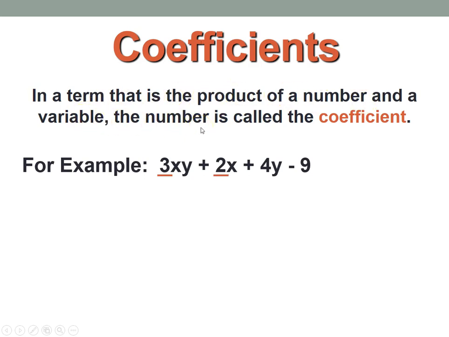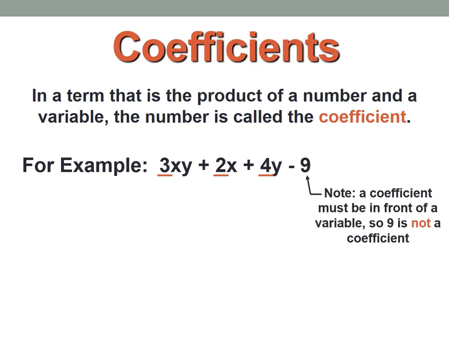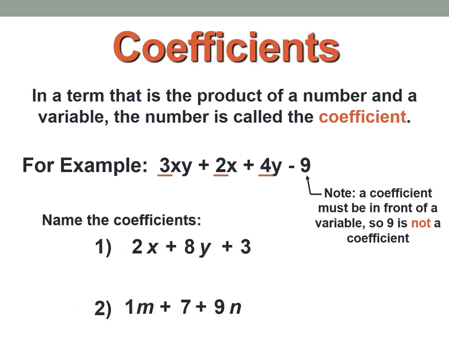So there's another one. There's the 2, because we're multiplying a number by the variable x, so the number is the coefficient. And we've got one more. The 4 is multiplied by the y, so that's a coefficient as well. The 9 is not a coefficient because it's not in front of a variable. It's not being multiplied with a variable, so we don't consider it a coefficient. So let's take a look.